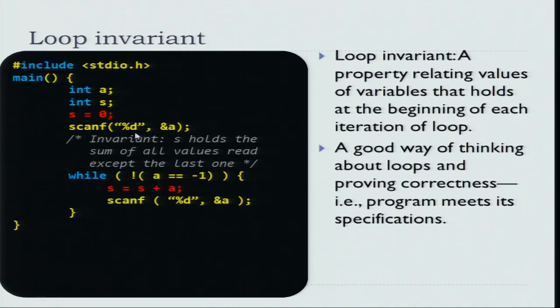Is that true the first time that we enter the loop? Yes, because S was initialized to 0 and you had actually read a number. So, it is true that S holds the sum of all values except the first one. That is true when you first enter the loop, and at any point when you enter the loop, you sum the last value that was read and read one more number. So, you will see that S still holds the sum of all values read so far except the last one. This is the loop invariant in the program, and loop invariants help you argue about the correctness of the loops.